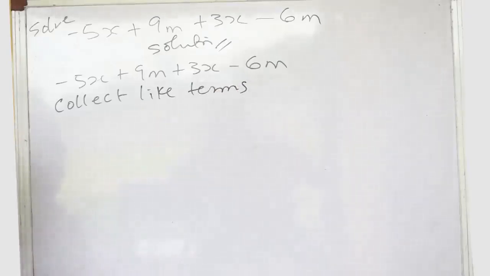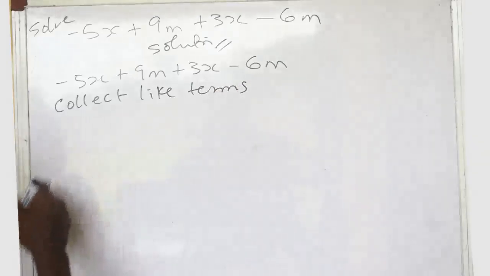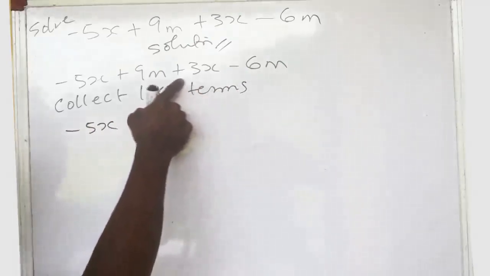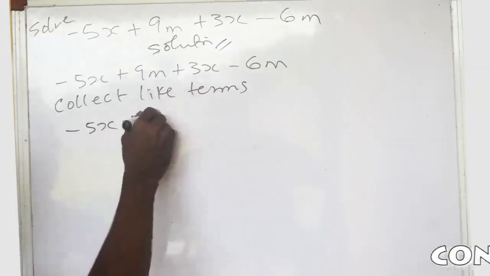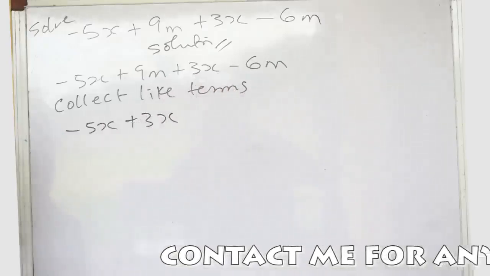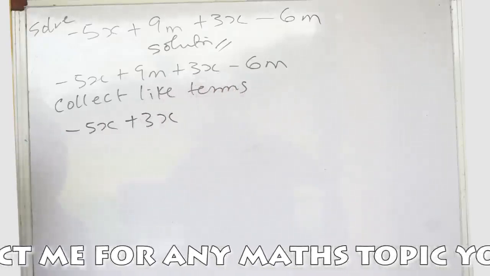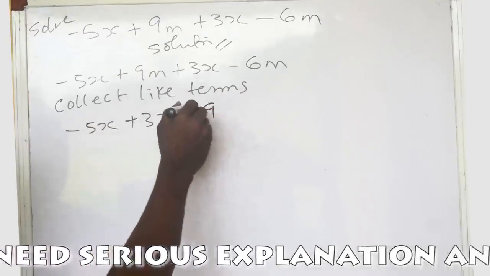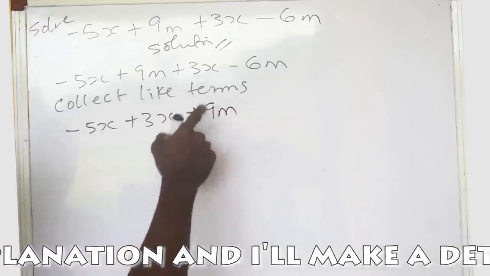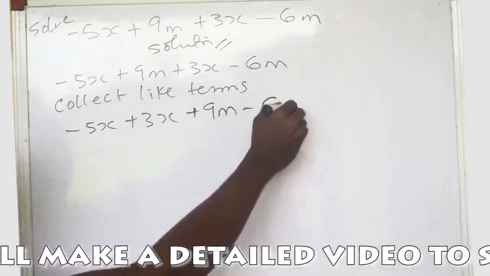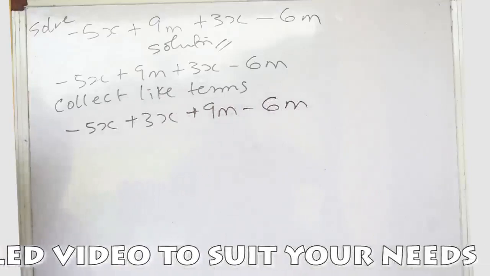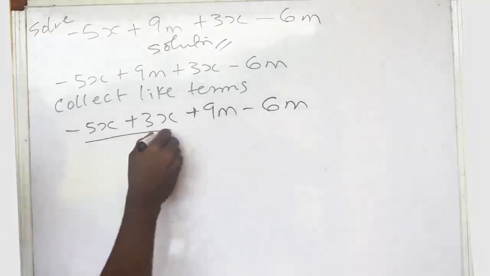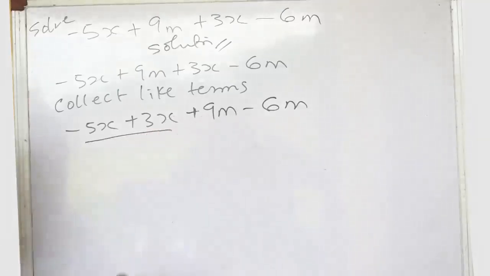So when you are collecting like terms, we have just two variables, x and m. The first variable is minus 5x. We look for under x, we find the next x has plus 3x. You look for under x, no more x. So the next thing to do is to look for another variable. The next variable here is m, and it is plus 9m. We look for under m, we see minus 6m. We look for under m, no more m. So the next is to get the total of x and as well get the total of m.